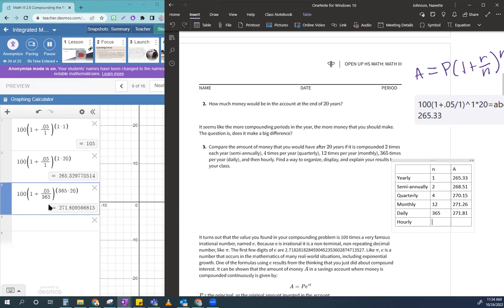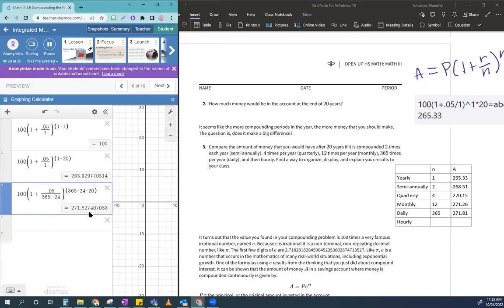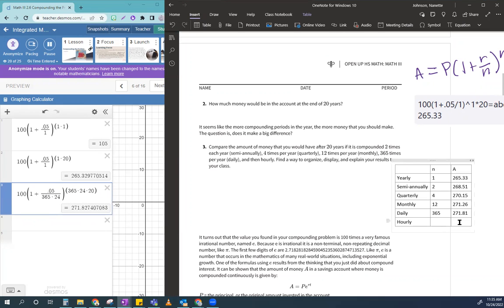Okay, and then hourly, I don't know how many hours there are in a year, but I do know that there's 365 days, and then I'm going to multiply this by 24, and then I'm going to multiply up here by 24 as well. Ms. Johnson, can you do that? Yeah, I can do that. So there's my answer, $271.83. 271 and 83 cents. And this is 365 times 24.